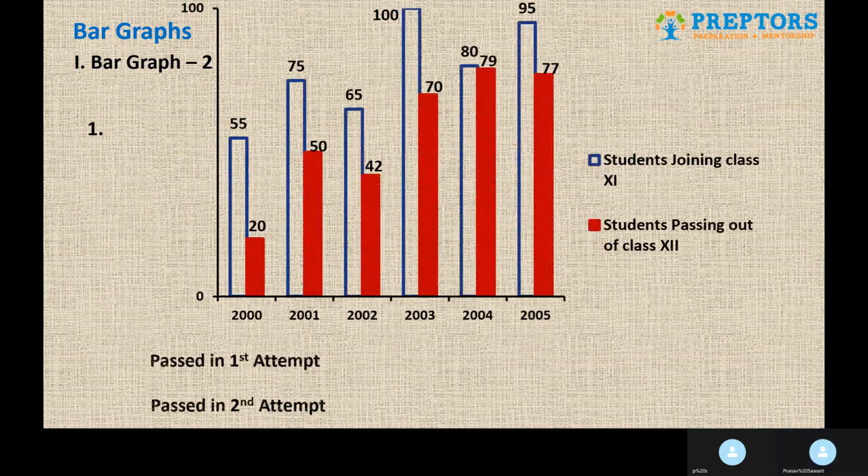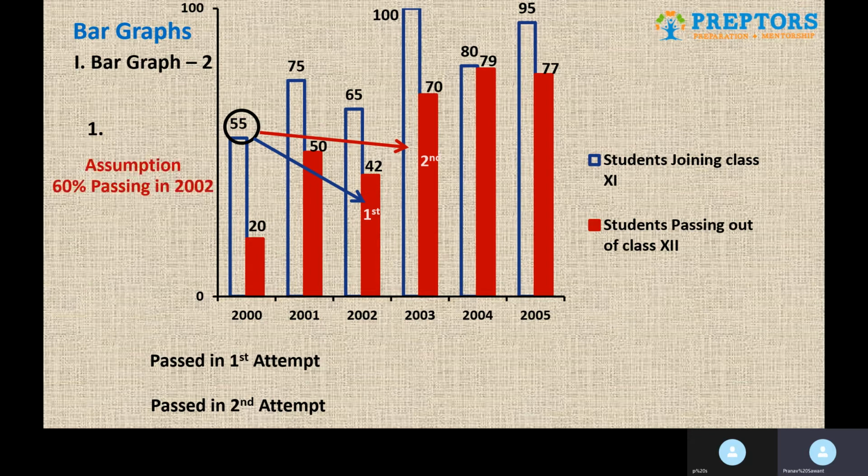So let's start. Now, passed in first attempt and passed in second attempt. So out of this 55, the 42 one will be passed in first attempt and the rest will be carried forward to passed in second attempt. Assumption is 60% passing in 2002. So this means passed in first attempt in 2000 is 33 and passed in second attempt in 2000 is 22.